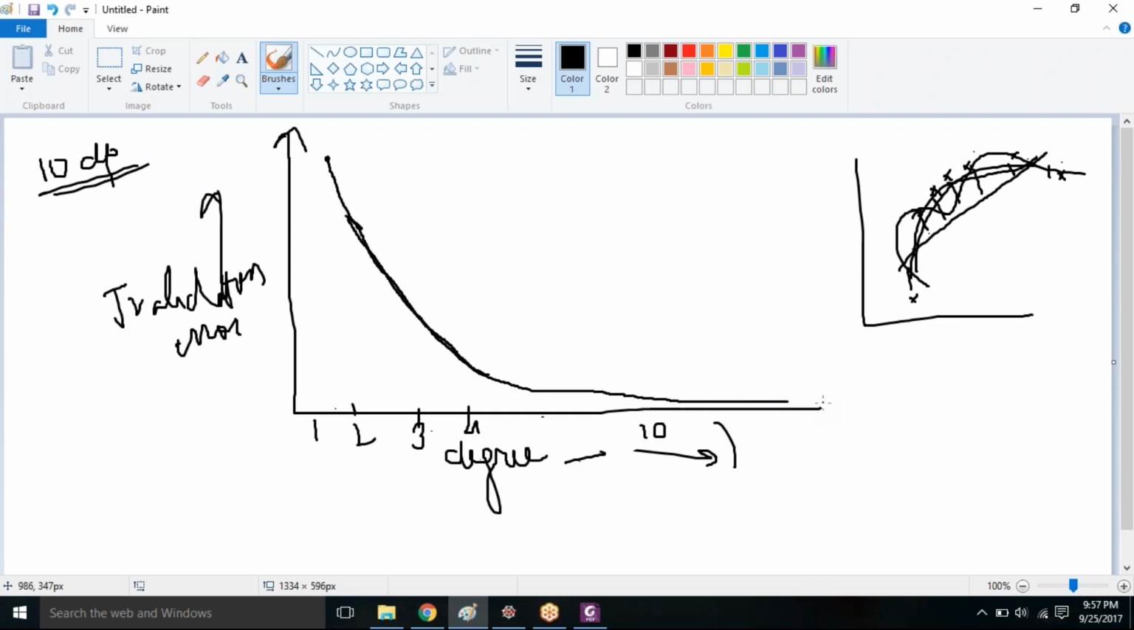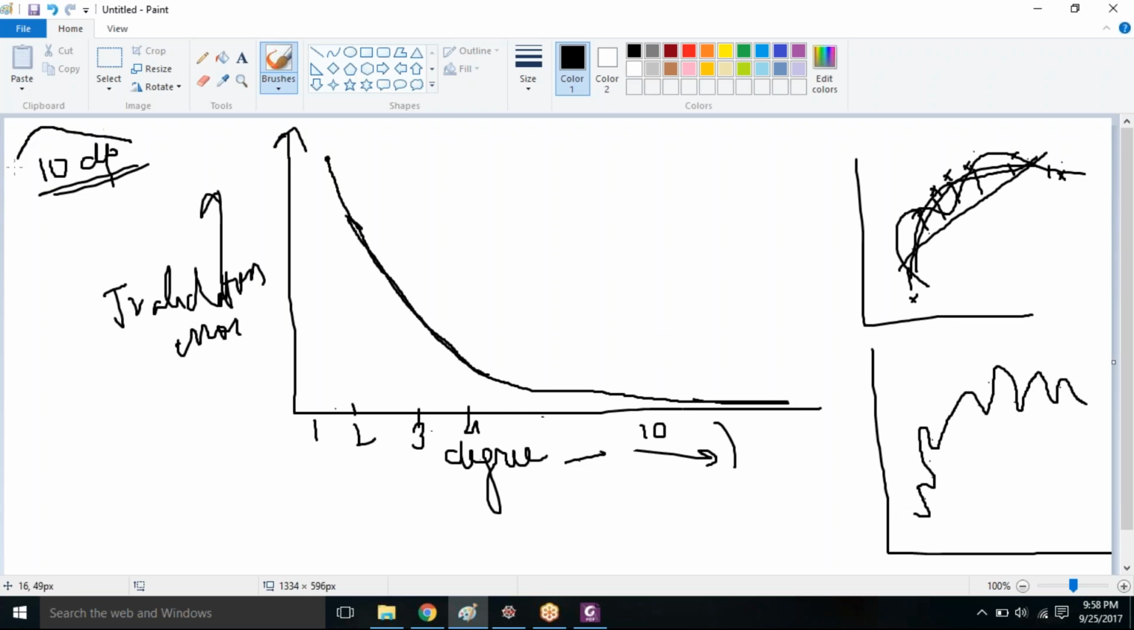The training error I am talking about. Because this was your training data, isn't it? Now with degree 10, it will fit them exactly, right? Like this. So the error will go down.